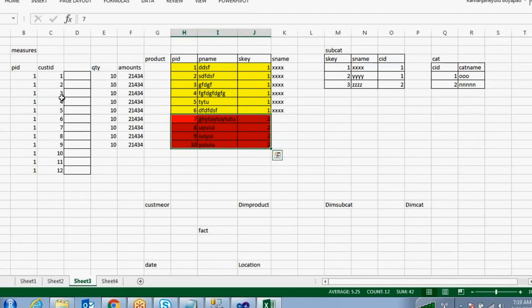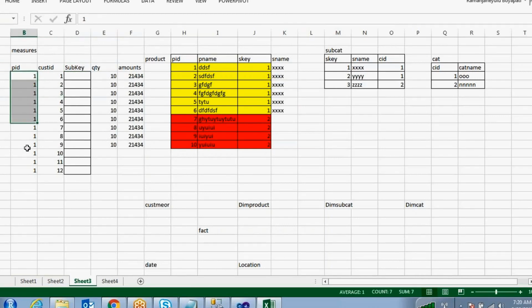Okay, coming to the fact table. In the fact table, I want to maintain product IDs, customer IDs, and the quantity and the amounts. If you want to maintain the category key as well, and if you want to maintain the subcategory key as well, what do you have to do?